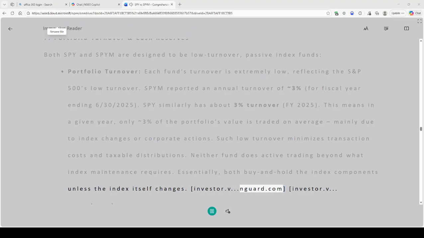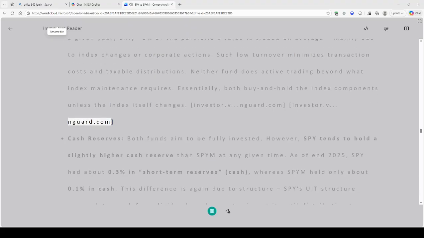Cash reserves. Both funds aim to be fully invested. However, SPY tends to hold a slightly higher cash reserve than SPYM at any given time. As of end 2025, SPY had about 0.3% in short-term reserves, cash, whereas SPYM held only about 0.1% in cash. This difference is again due to structure.